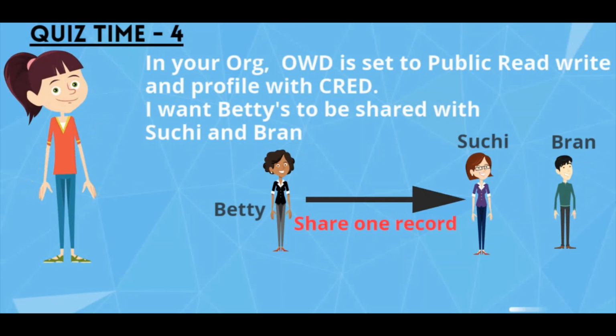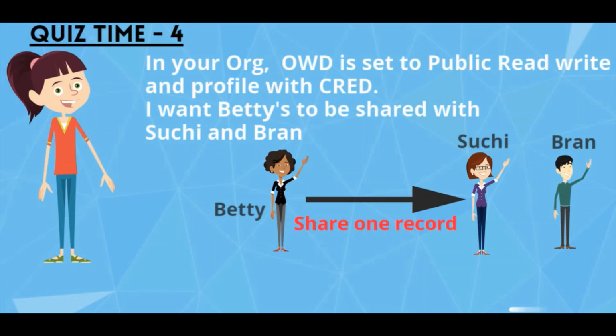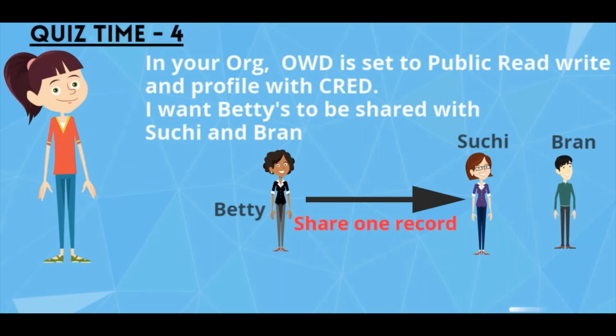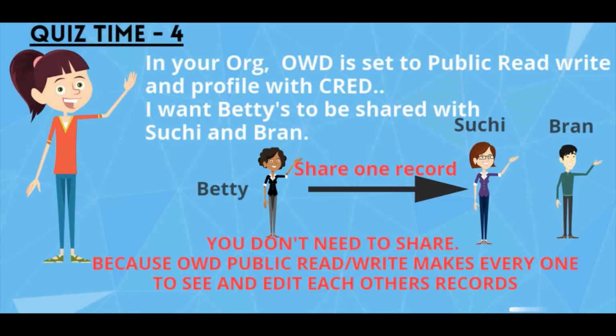And this is the last question, but it is a little tricky. Try to think and answer. In your org, OWD is set to public read write and profile is set to CRED. I want Betty's records to be shared with Suchi and Bran. Here also, Betty wants to share one record with Suchi and Bran. How will you do it? I'm telling you, this is a tricky question. Try to read the question again and answer this. This question is basically a combination of part 1 and part 2 videos. And the answer is, you don't need to share this.